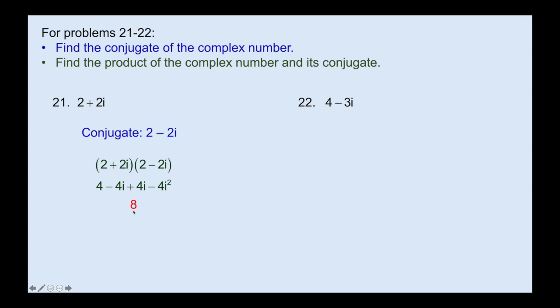And then for 22, the conjugate is going to be 4 plus 3i, and when I multiply them, 4 times 4 is 16. Outside and inside we can write, but they will cancel. Negative 3i times positive 3i is negative 9i squared. The i squared cancels, switches the sign here to make it a positive 9. 16 and 9 add together to give us 25.